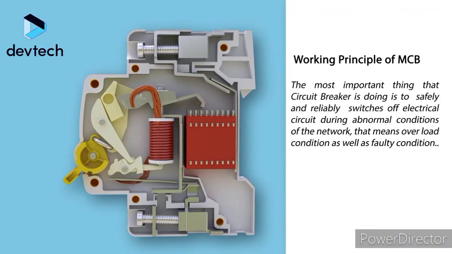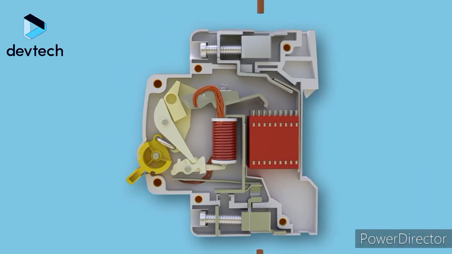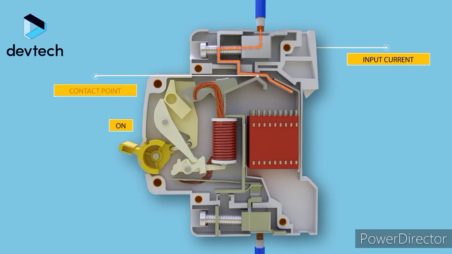Working principle of circuit breaker. The most important thing that a circuit breaker does is to safely and reliably switch off the electrical circuit during abnormal conditions of the network. That means overload condition as well as faulty condition. Under normal working conditions, the circuit breaker works when we switch the operator manually from position off to position on.